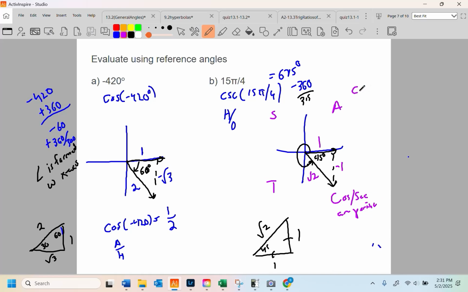Now, we talk about the cosecant of 15 pi over 4. Notice I left that the same in the trig function. I'm using the reference angle. Cosecant's hypotenuse over opposite: root 2 over negative 1. And don't you leave an answer like that. That's just negative root 2. That's the cosecant of 15 pi over 4.